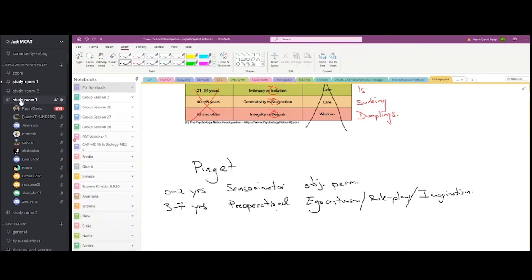Egocentrism. Let's talk about that. It's like a Toby Keith song: I want to talk about me, I want to talk about number one. What I think, what I like, what I want, what I see. It's very true for children 3 to 7 years of age.